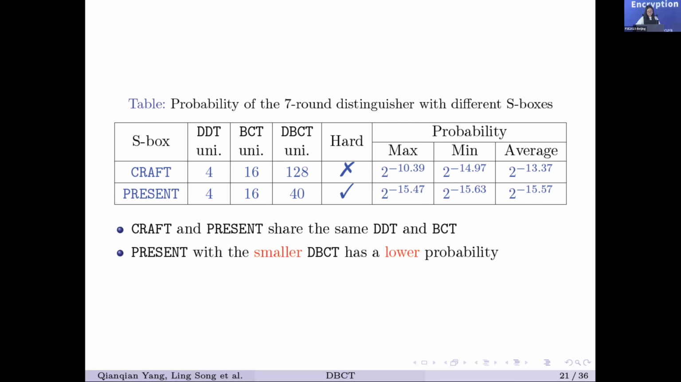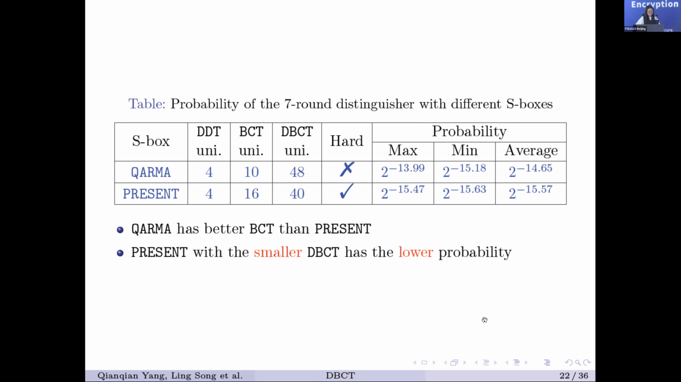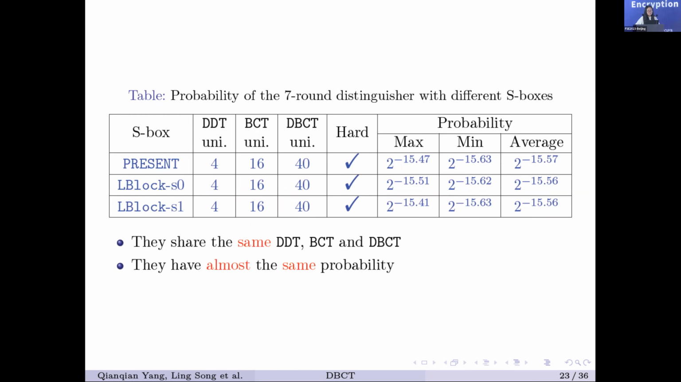The result is that PRESENT has a lower probability than CRAFT. Klein has a better BCT than PRESENT, but PRESENT has a smaller DBCT, and the S box of Klein is general. The result is that PRESENT has a lower probability. These 3 S boxes share the same DDT, BCT, and DBCT, and all of them are involutions. So the result is that they have almost the same probability.